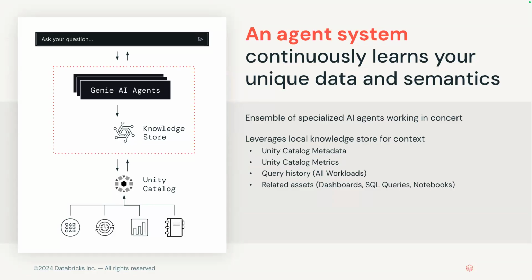The way that Genie creates that SQL query is through all the different components that you see here on the page. Unity Catalog metadata, if you're using metric views, a new feature in Databricks, query history about how people are consuming data from these tables already today.